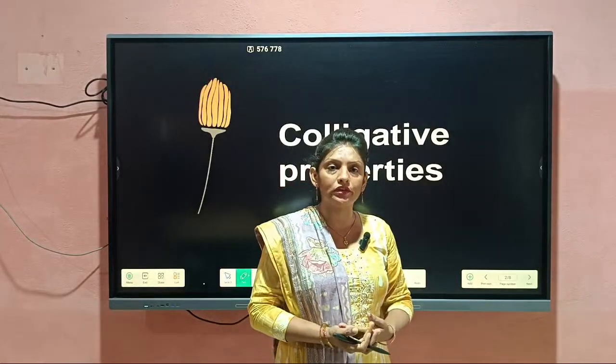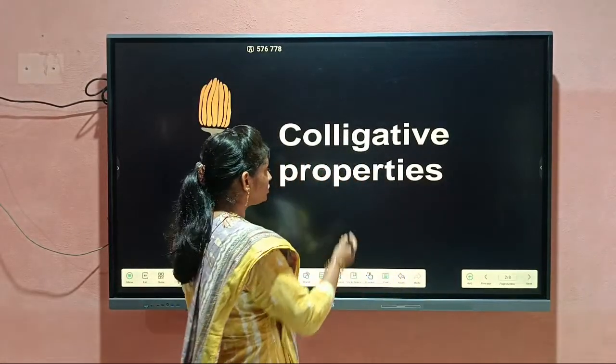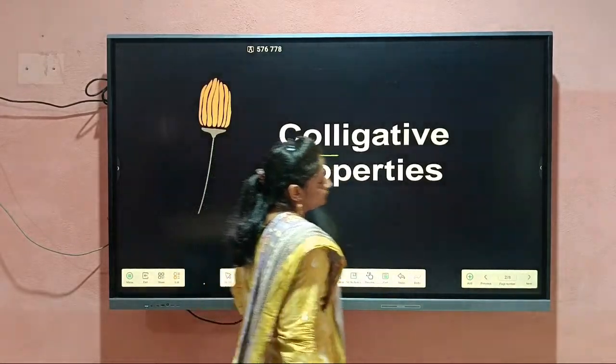We completed the topic Raoult's law, and today our topic is colligative properties.